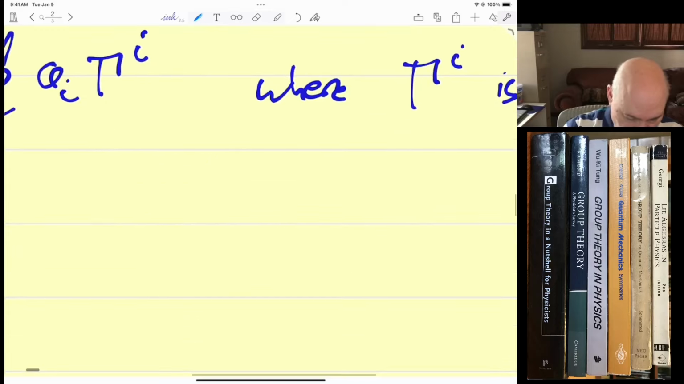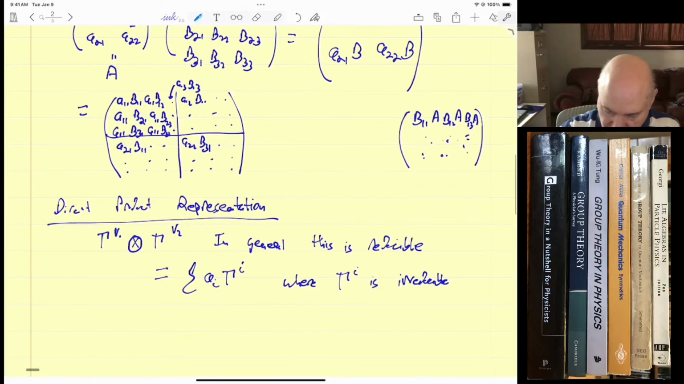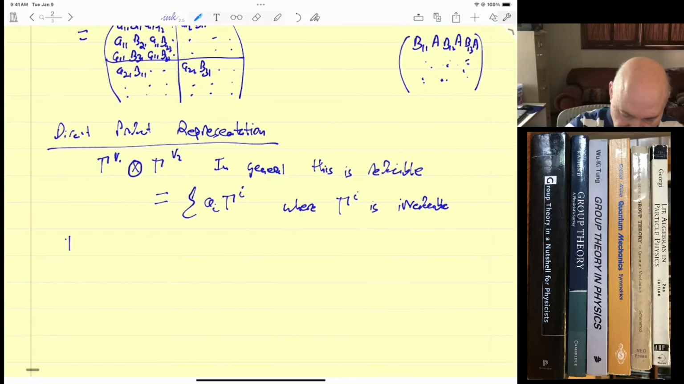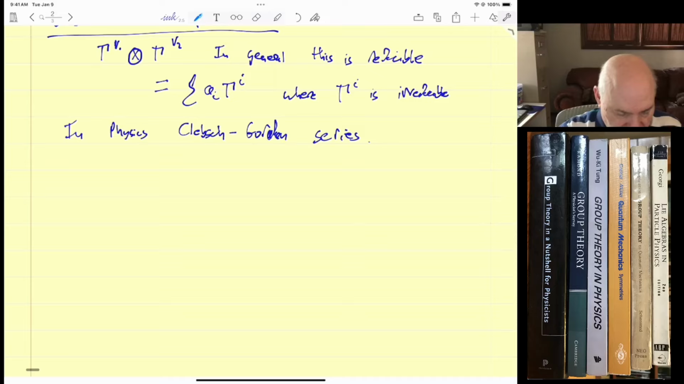So, in physics, especially in quantum mechanics, this is known as the Clebsch-Gordan series, or decomposition. Okay. Now, just to really confuse you, if you read in the book, you'll see that there's a different construction. It's similar, but it's different.